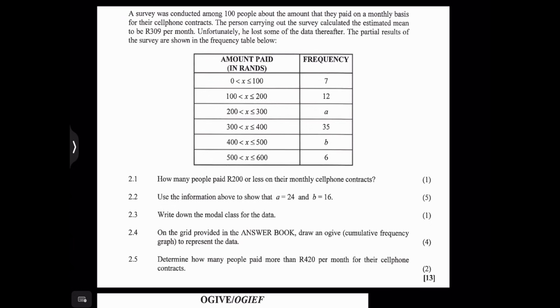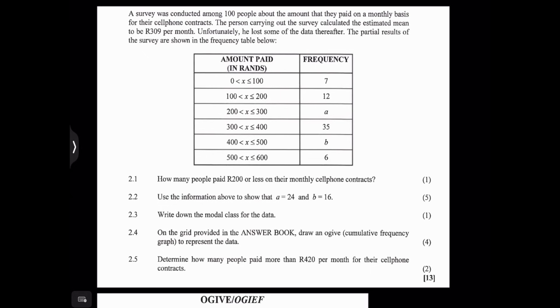All right, now let's have a look at it. It says a survey was conducted amongst 100 people about the amount that they paid on a monthly basis for their cell phone contract. The person carrying out the survey calculated the estimated mean to be 309 per month. Unfortunately, they lost some of the data thereafter. The partial results of the survey are shown in the frequency table below.